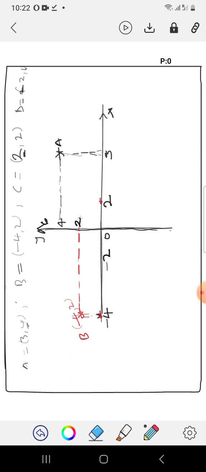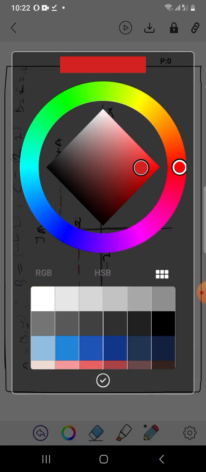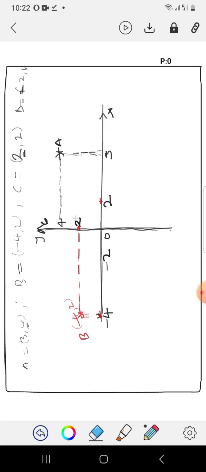So the 2 is here. Another 2 is there. Let's pick another color. There's no reason why we can't be exciting. So I'm picking blue. So that's 2.